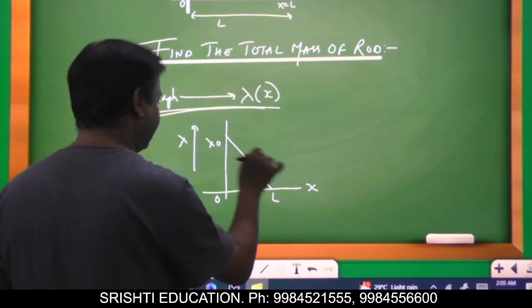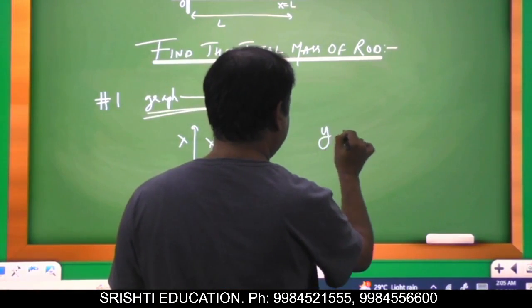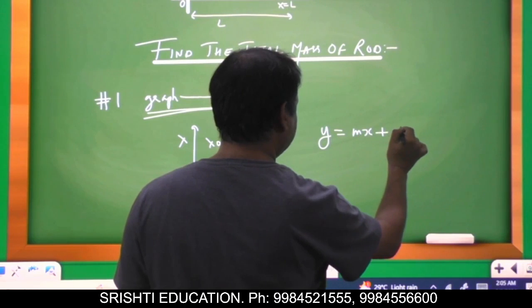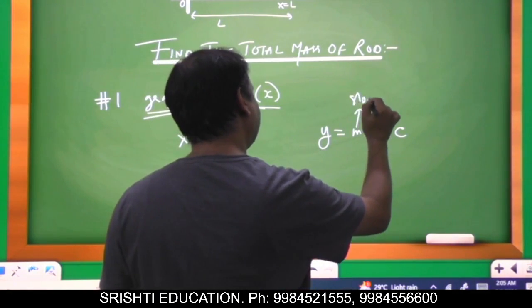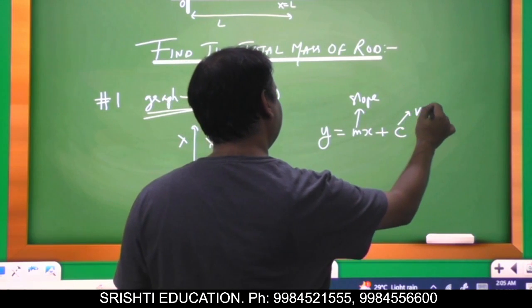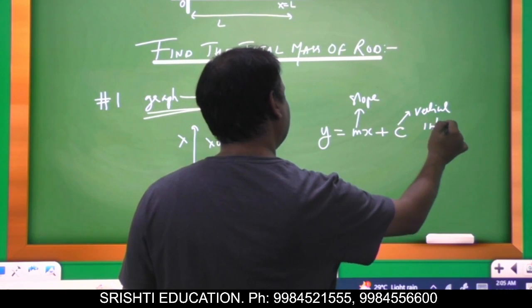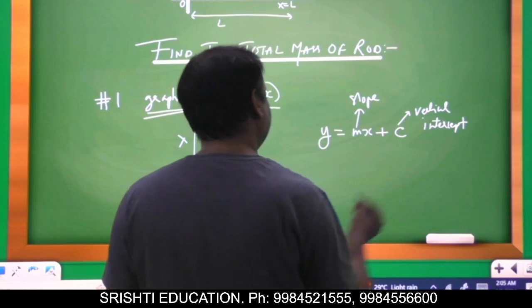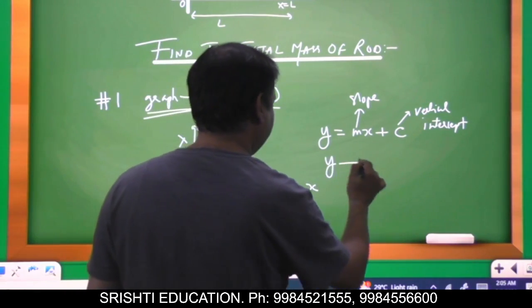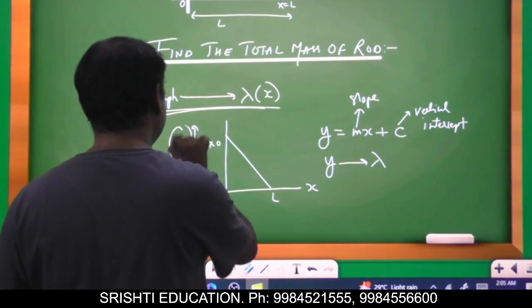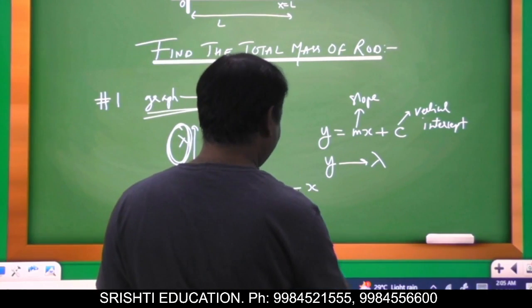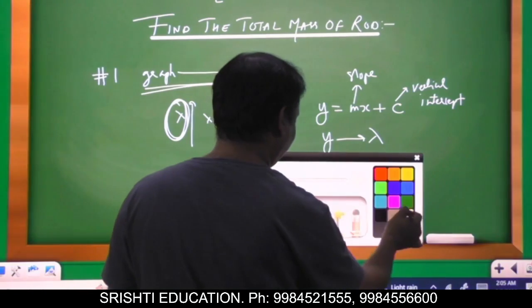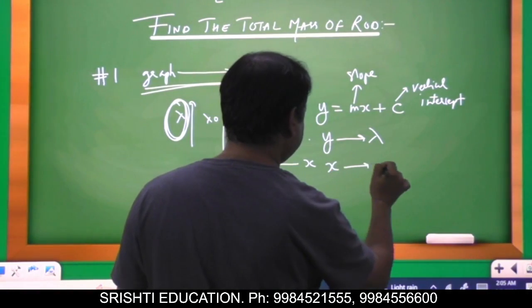So it's a straight line graph. A straight line graph has a basic equation we have seen in the mathematical tools: y is equal to mx plus c. m is the slope and c is the vertical intercept. In this case, in place of y, we have lambda. The dependent variable is lambda, so lambda is playing the role of y. In place of x, we have x. On the horizontal, we have x. So x is simply x.